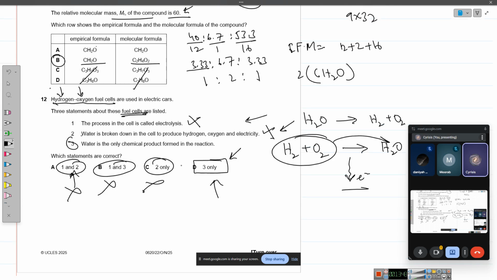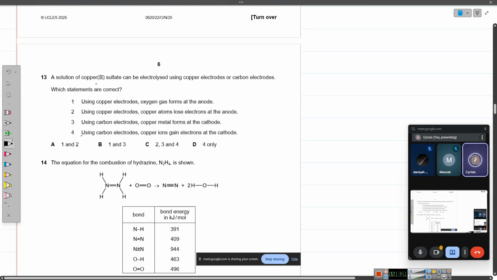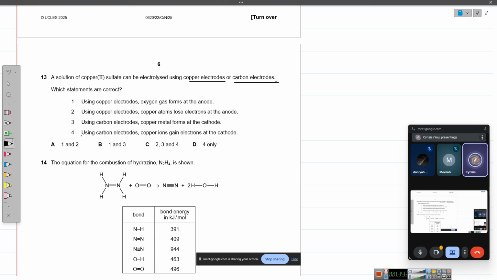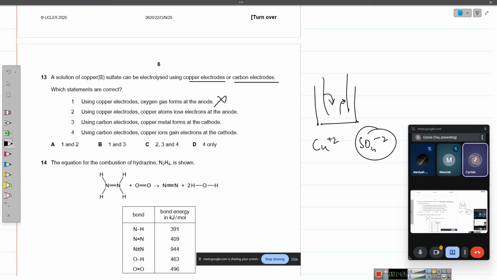Clarified? Okay. Next, a solution of copper 2 sulfate can be electrolyzed using copper electrodes and carbon electrodes, right? Which statement is correct? Using copper electrodes, oxygen gas forms at the anode, right? If you use copper electrodes. Now, for this, I told you immediately make quick solution, right? So you have Cu plus 2 and SO4 minus 2, right? Obviously, the sulfate is there. Oxygen will get the preference because sulfates don't come out of the electrolyte. But the problem is, since you have the copper electrodes, one copper electrode will dissolve and the other will gain mass. So if you use copper electrodes, no gas will be formed, right?